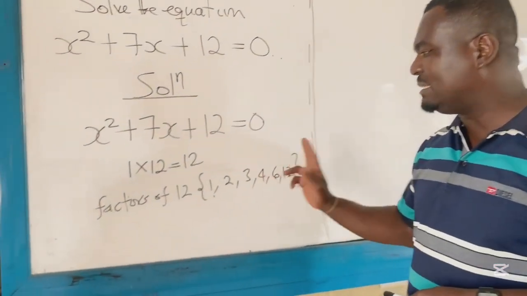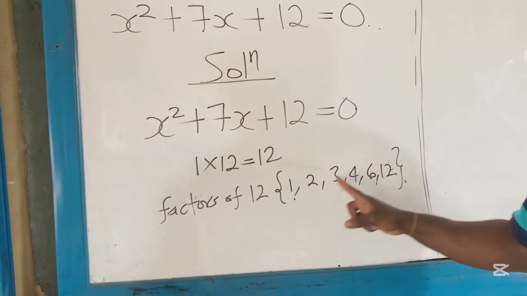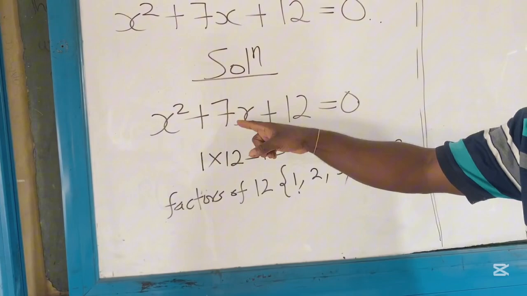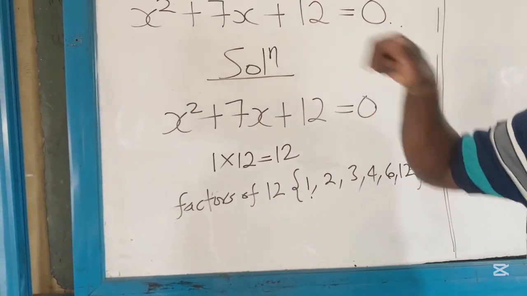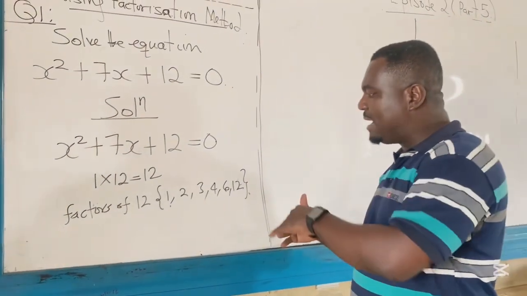Okay, so I'm picking 2 and 6. 2 plus 6 will give me 8. 2 minus 6 will give me negative 4. So 2 and 6 is not even satisfying the middle term. Then you ignore the numbers and you go back for another pair.